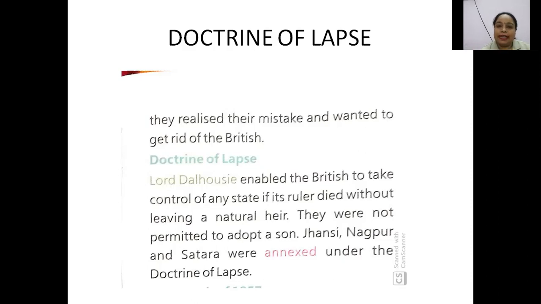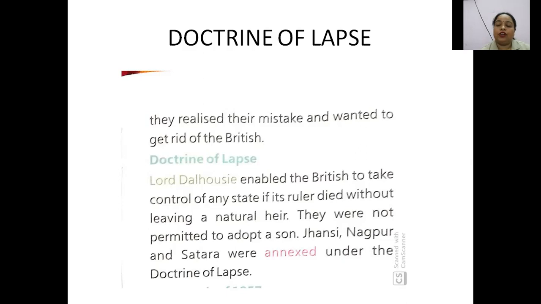The Doctrine of Lapse: Lord Dalhousie enabled the British to take control of any state if its ruler died without leaving a natural heir. Children, I explained these lines to you. Please try to understand. Suppose there is a king. Suppose I take the example of Rani of Jhansi. Everybody knows about Rani of Jhansi. You might have heard about her, and various poems are there about Rani of Jhansi. You have seen various serials and movies made about Rani of Jhansi.